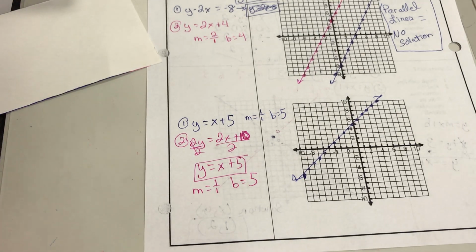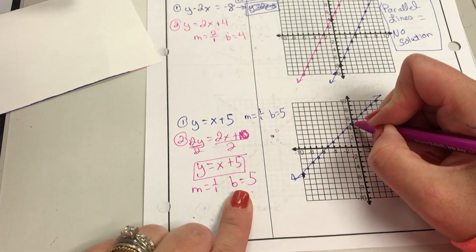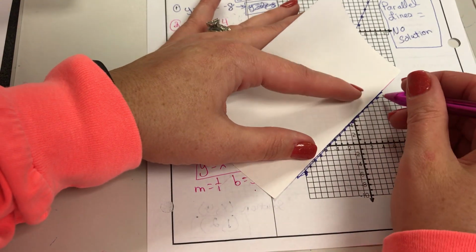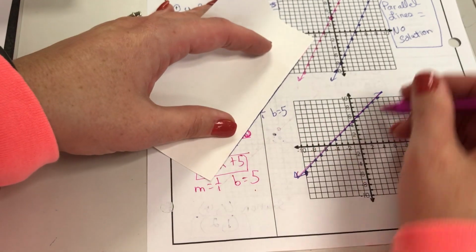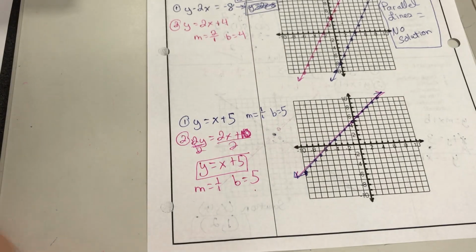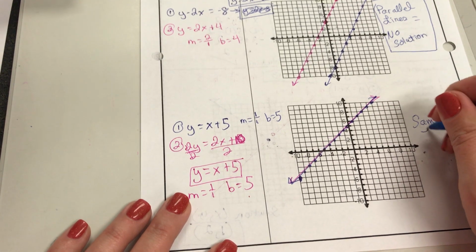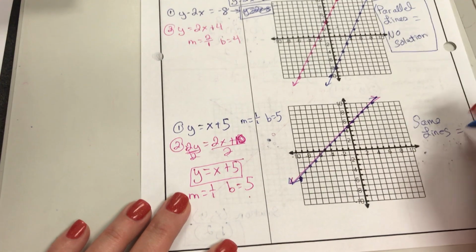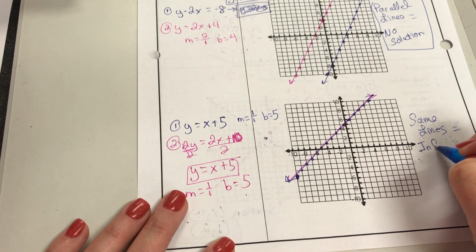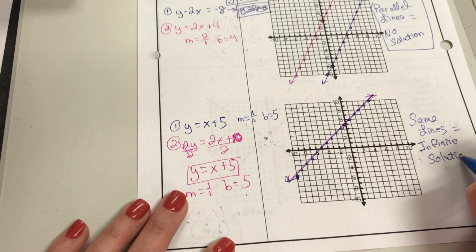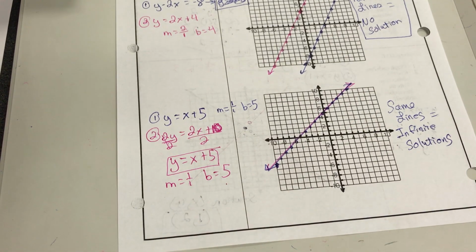And let's do the next one. This one says I'm also starting at 5, and I have the same slope. So it's the exact same line, okay? So I'm just going to draw my line over the top. So this is the same line, which equals infinite solutions, okay? Infinite solutions.